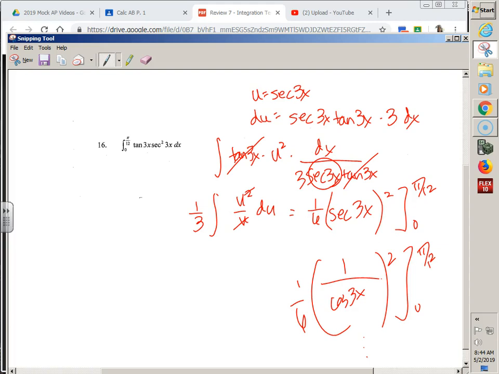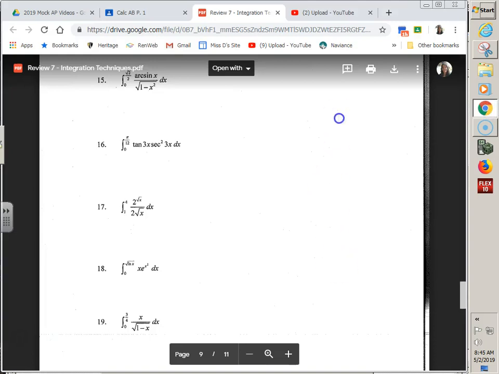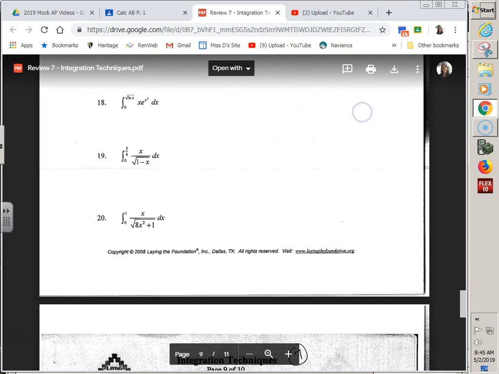What else do we have? 18? 19? AJ's monopolizing. I just don't know this entire thing. Can I give you a hint? u is 1 minus x, and you got to think Legos.